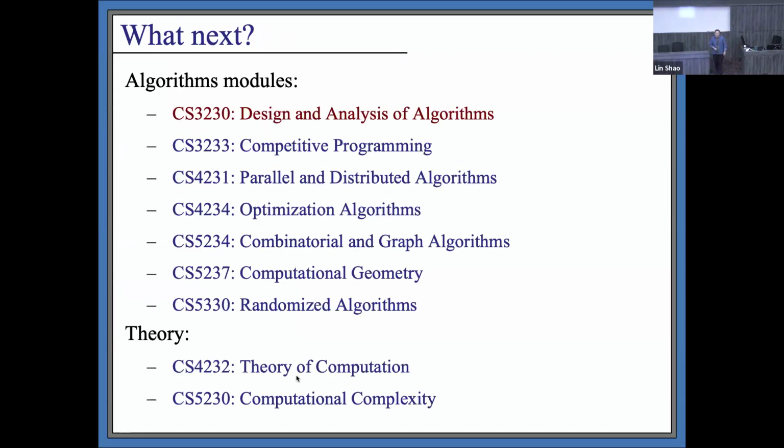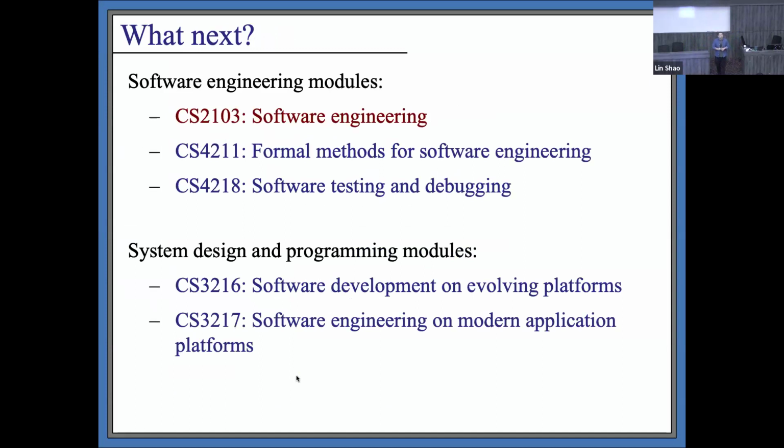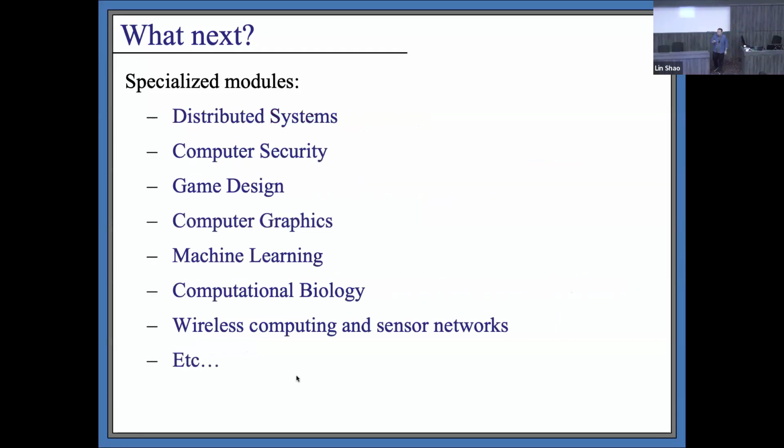Specifically, if you are interested in the algorithm modules, we also offer CS3230, which is the design and analysis of algorithms. We also provide a series of computation modules. In terms of software engineering modules, we provide software engineering, which is CS2103, and we also provide system design and programming modules. And what will be the next one? It really depends on which area or direction you want to go, right? We have distributed systems, game design, computer graphics, machine learning, computational biology, and etc.